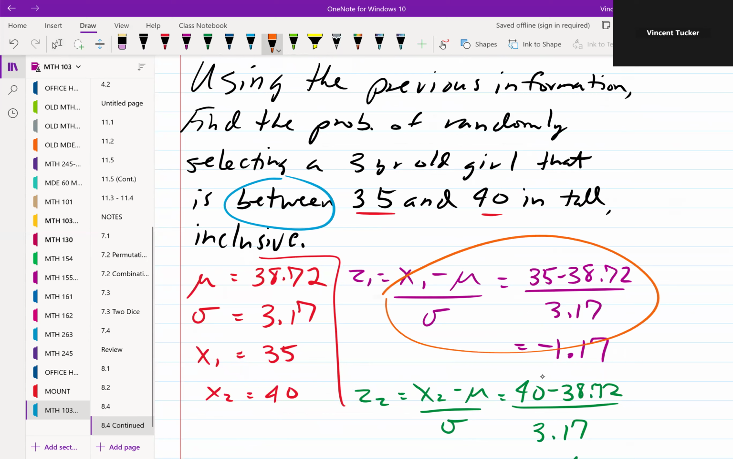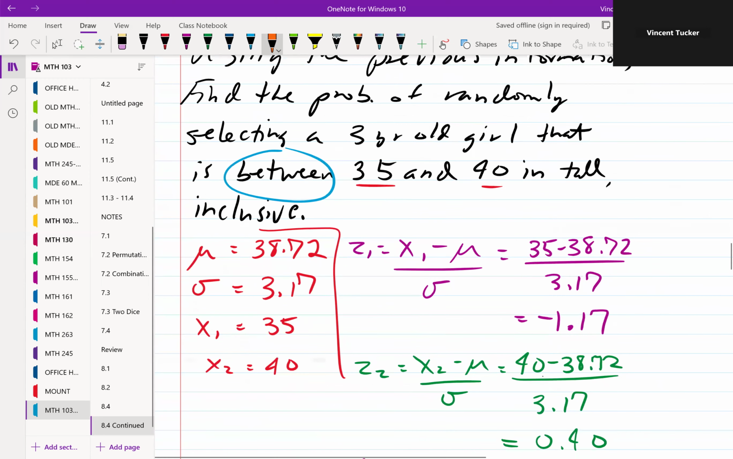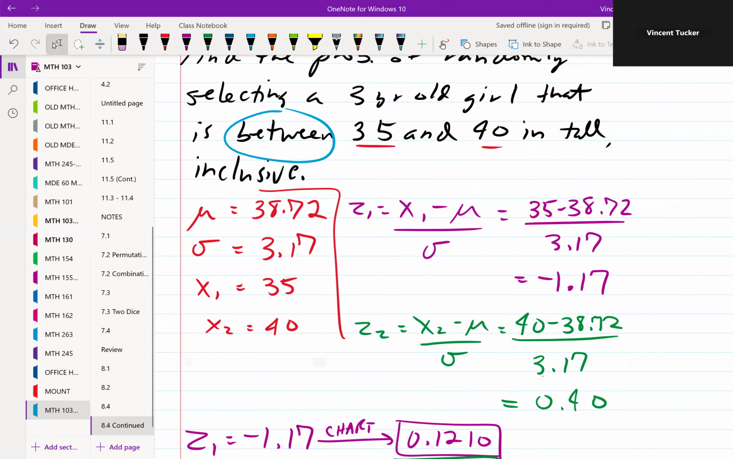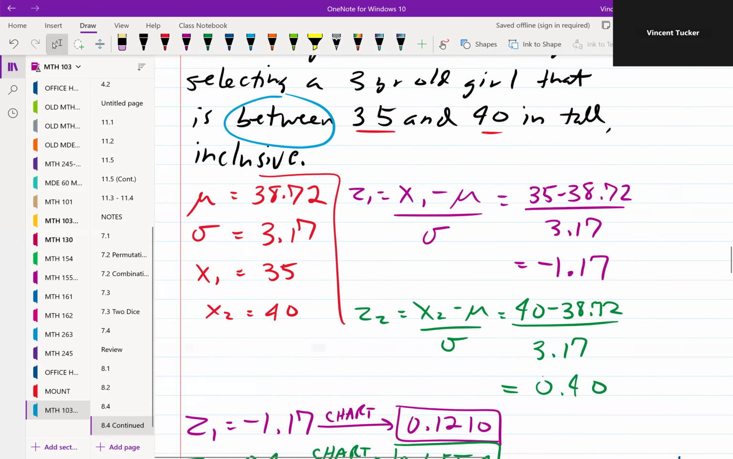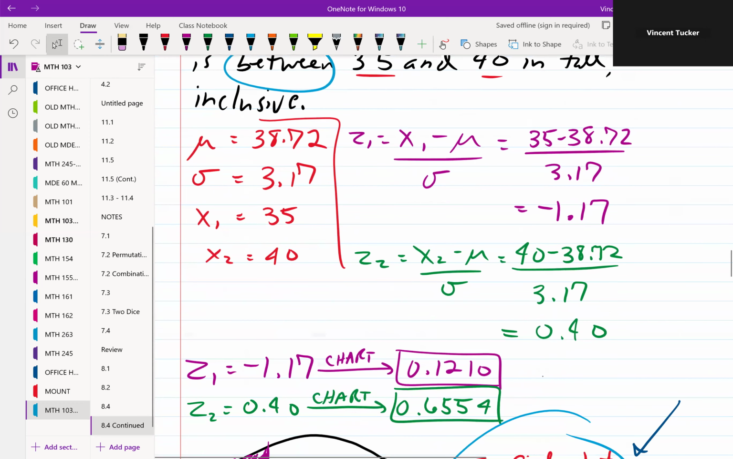Convert both of them separately to z-scores. So there's 2 different times that we use the z-score formula. First time using 35, you'll get negative 1.17. Then plugging in 40, you'll get 0.40. And of course, that's a coincidence that you got 40 and 0.40. Take them both to the chart. Negative 1.17 will give you 0.1210. 0.40 will give you 0.6554.